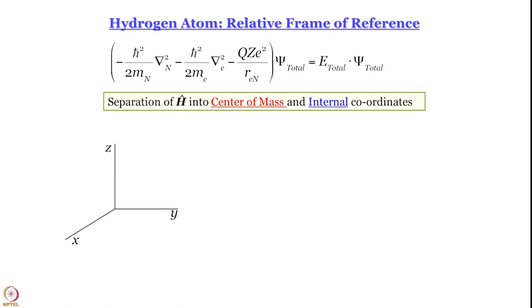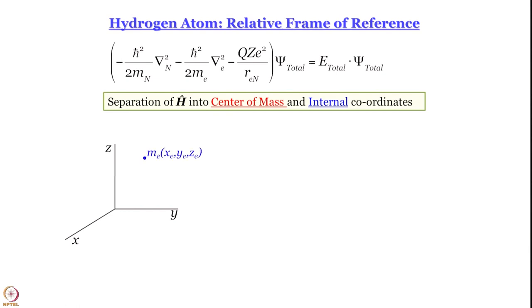Remember, it is not enough to do it in terms of nucleus and electron, because internal coordinates have both. You are talking about potential energy, so you need coordinates of the nucleus as well, in addition to that of the electron. But if you can figure out how the center of mass moves and how the electron moves with respect to the nucleus, these are two separate kinds of motion. We should be able to separate them.